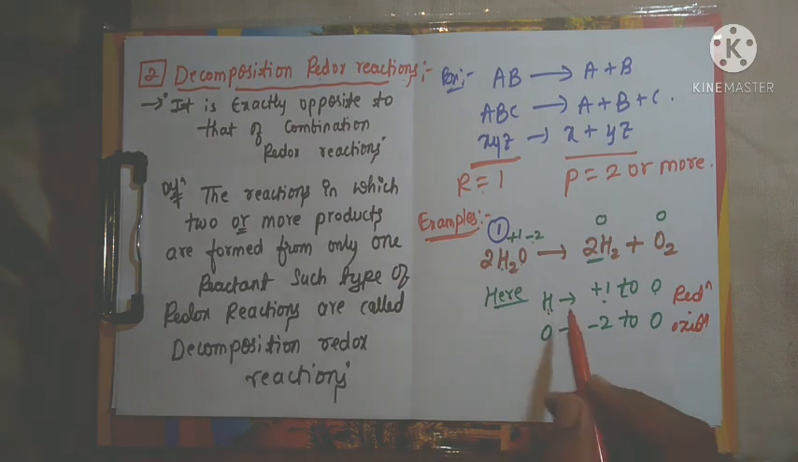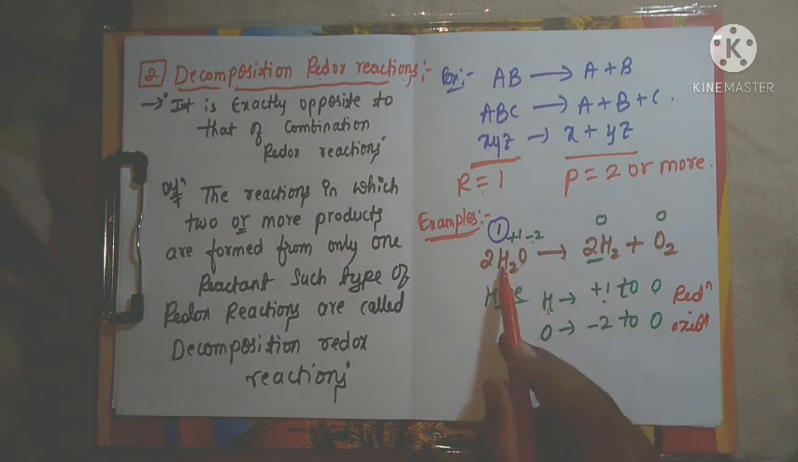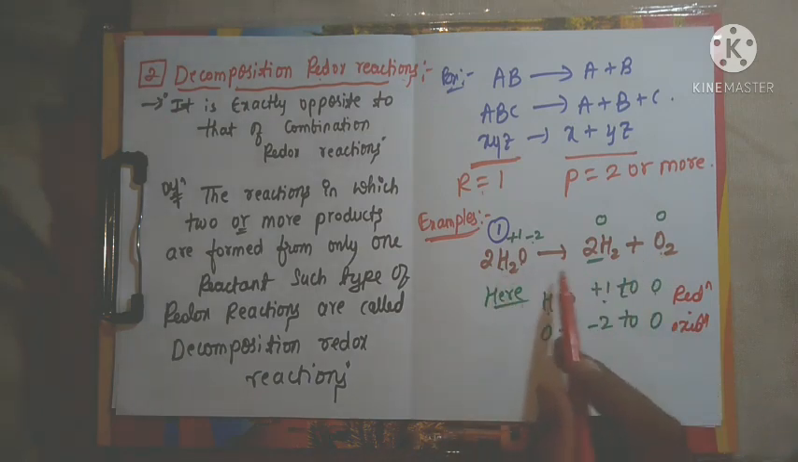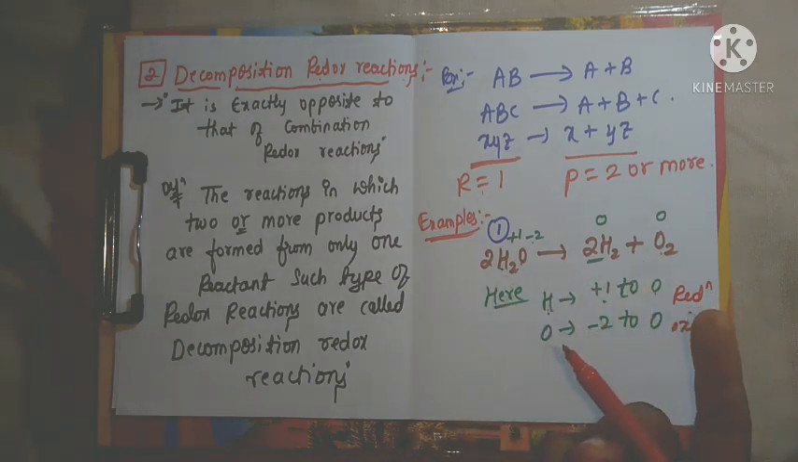Now, here, this is the redox reaction. This reaction is a redox reaction. One element undergoes reduction, another element undergoes oxidation. Therefore, it is the redox reaction. Which type of redox reaction is it?